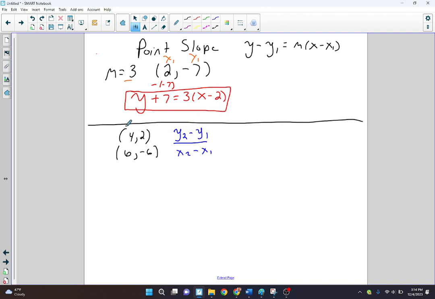So, again, x1, y1, x2, y2. So we're going to plug it in. Negative 6 minus 2 over 6 minus 4. So it's going to be negative 8 over 2, which reduces down to negative 4.